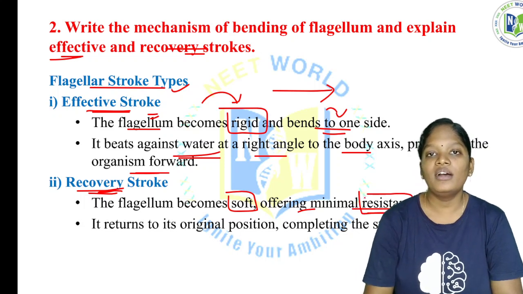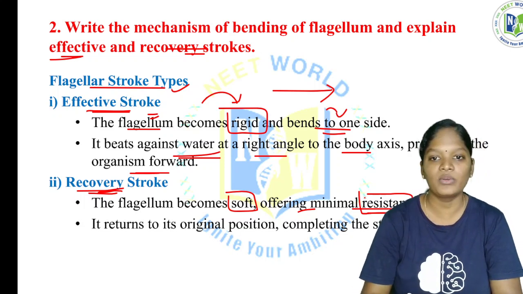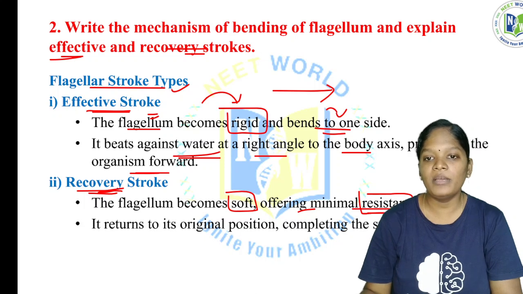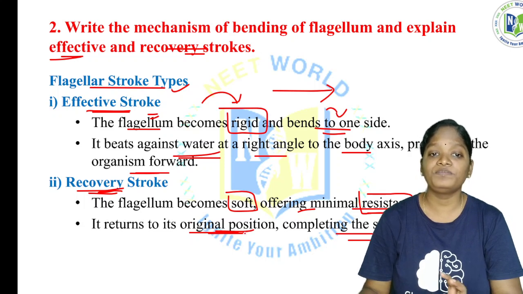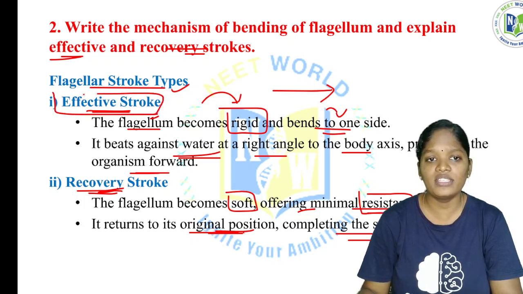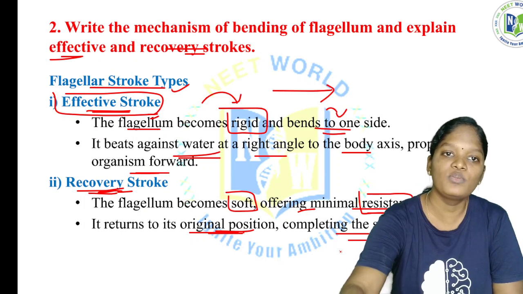It is not beating against the water's flow, but instead it is just moving along with the direction in which the water is flowing. So that is minimum resistance to water. It returns to its original position, completing the stroke cycle. So the effective stroke moves the water and the organism moves forward, while in the recovery stroke it moves back to its original position, thus completing the stroke cycle. That's the second question.